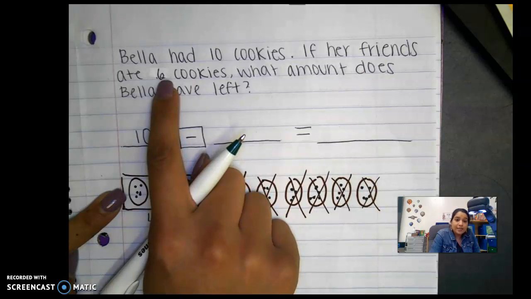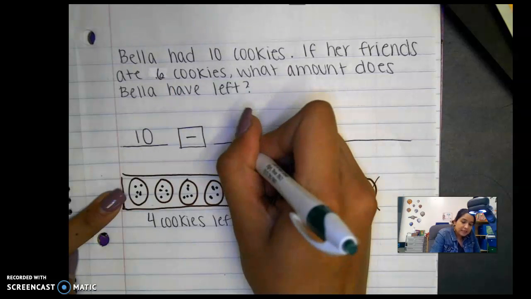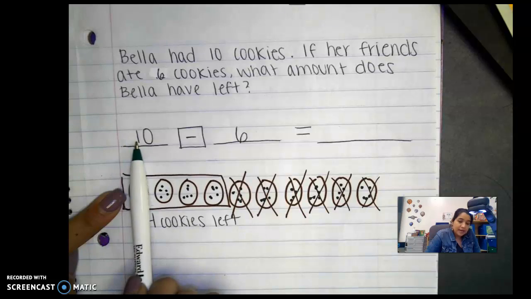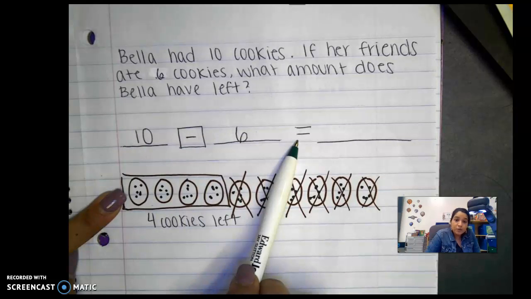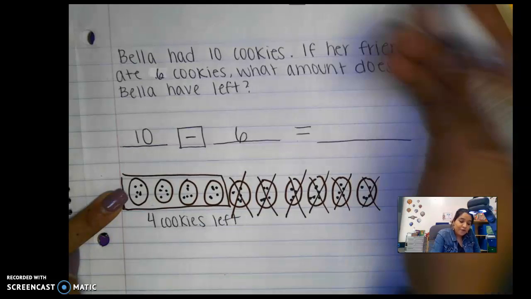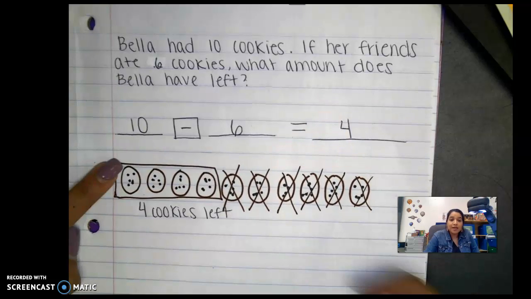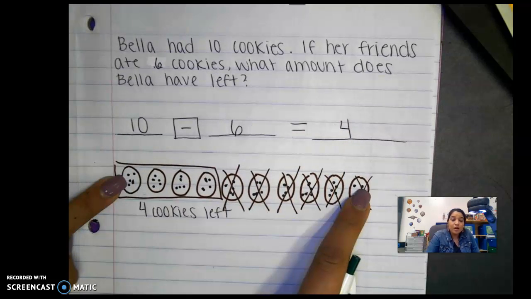And then how many cookies did her friends eat? 6. So her friends ate 6. So now we have 10 minus 6 equals, and how many cookies did we say she had left? 4. Woohoo!